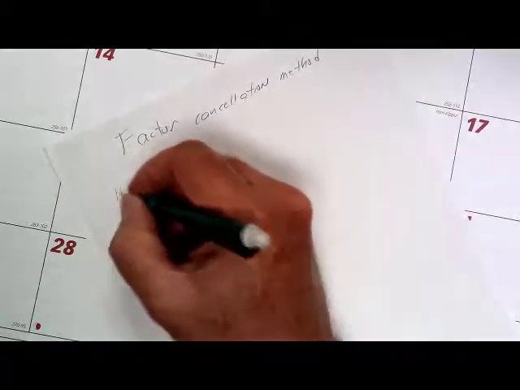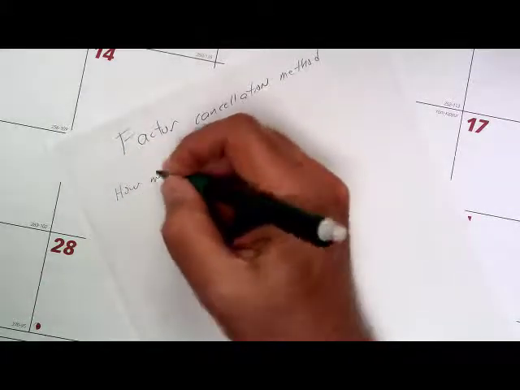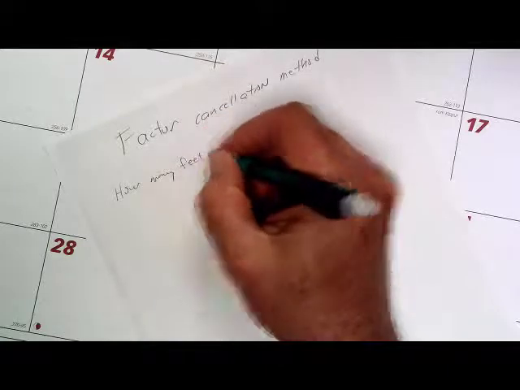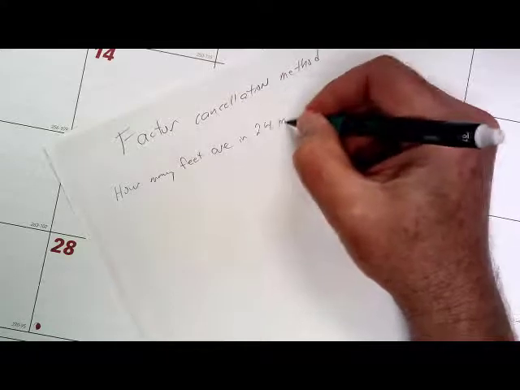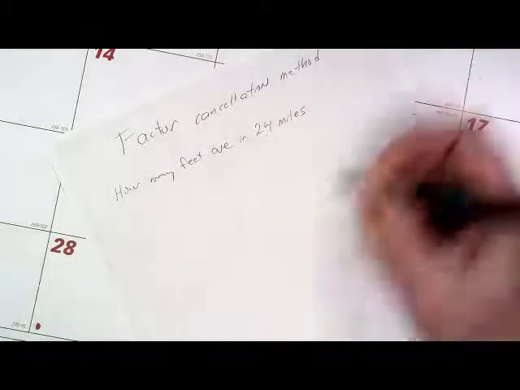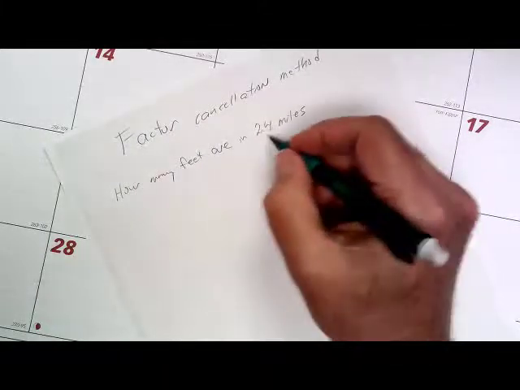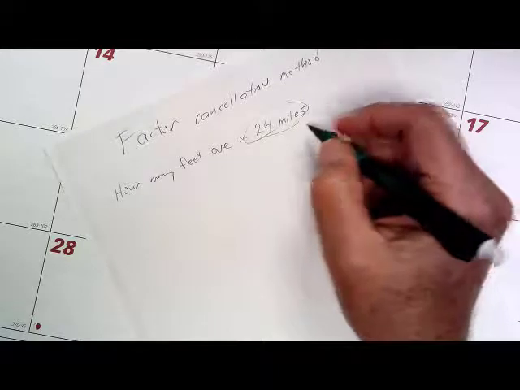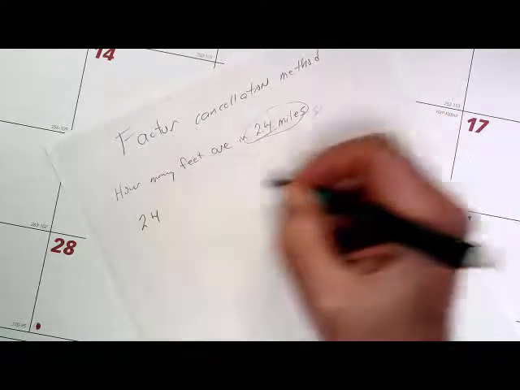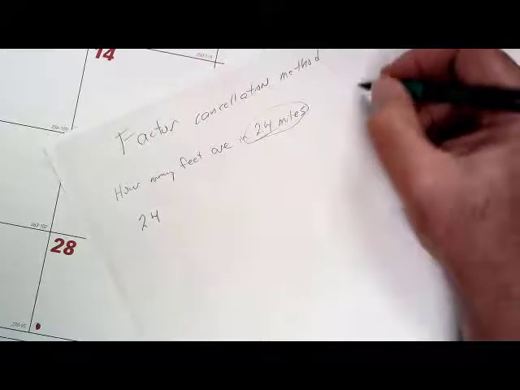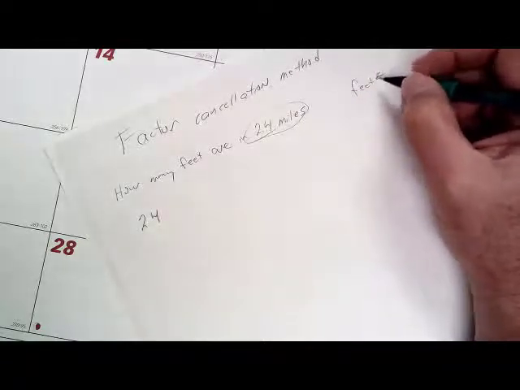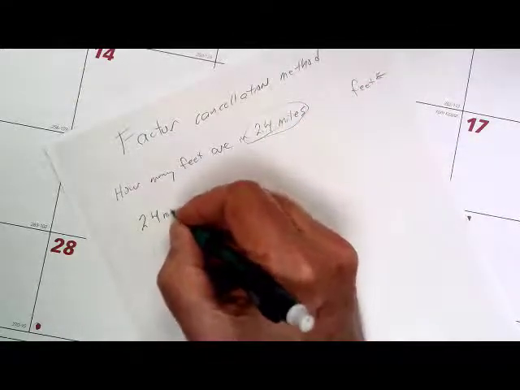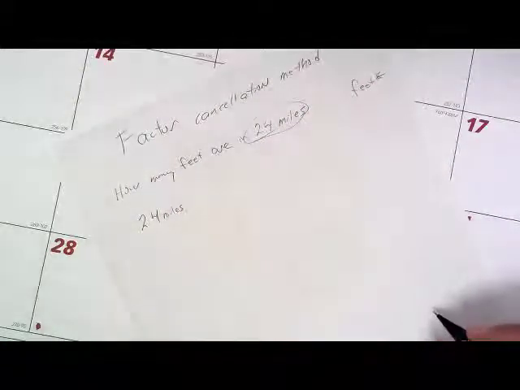So first one, we'll say how many feet are in 2.4 miles. Alright, so I want to start with my given, and my given information here is 2.4 miles. And what I'm trying to find out is feet. So feet is what I'm trying to discover, my desired information. So 2.4 miles. And let's go ahead and put the units in there.